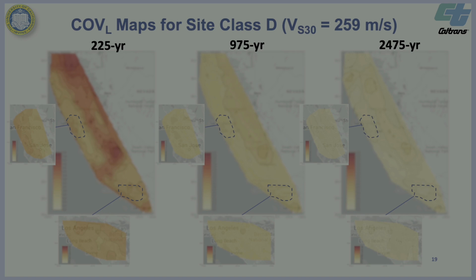So with that, this was supposedly the map that I showed you. This is the COV for 225, 975, and 2475. The maps, as you can see, there is a control map. This is not something that is constant everywhere and for different locations, but this is for LA, this is for Bay Area, and this is for the LA area.